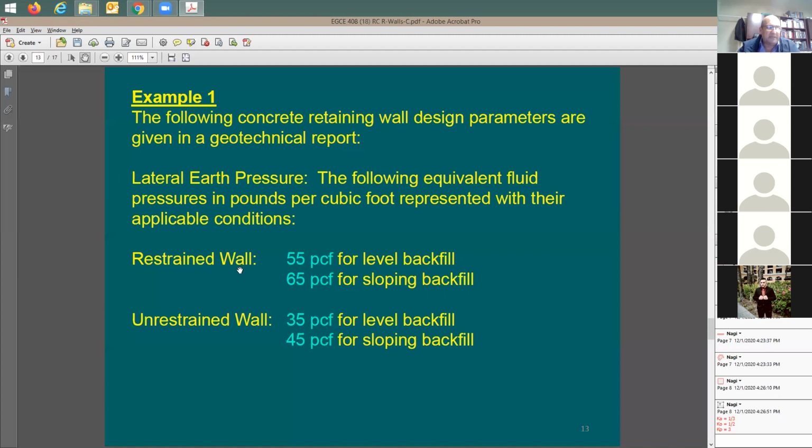This happens when you have a basement wall. If you have an unrestrained wall, which is a cantilever wall, they say the soil lateral pressure is going to be equal to 35 pounds per cubic foot for level backfill.